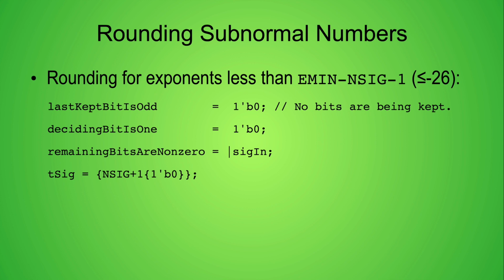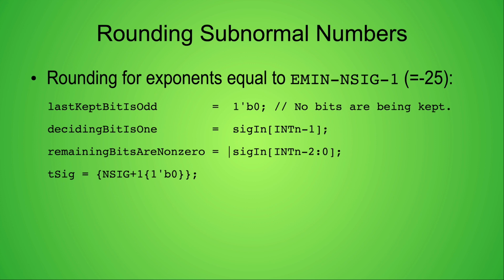As noted earlier, the subnormal flag has the default value of 1, so we don't need to change the value of subnormal in this block. For the case that the exponent is equal to emin minus nsig minus 1, that is when the exponent is exactly -25, this is how we compute the values of last kept bit is odd, deciding bit is 1, remaining bits are non-zero, and tsig. Again, the value last kept bit is odd will always be false and tsig will always be 0.